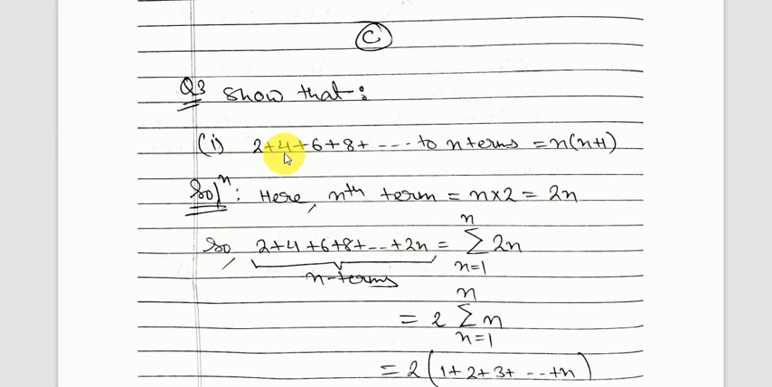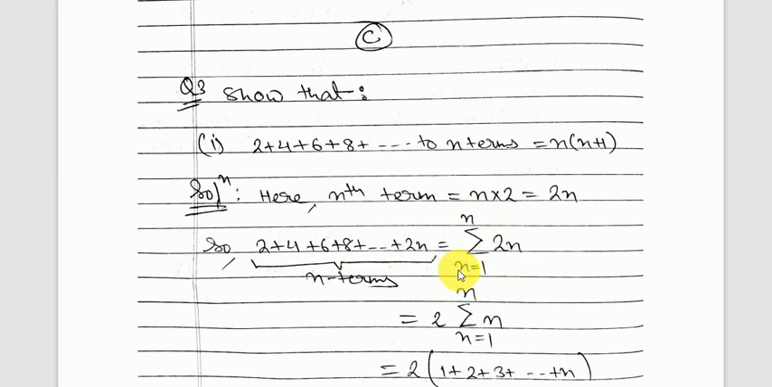Here we have to write the sum for n terms, so first I should know what the nth term is. If you have to write the third term, you write 2 into 3. If you have to write the fourth term, you write 2 into 4. To write the nth term, I have to write 2 into n. So 2 plus 4 plus 6 plus 8 plus up to 2n can be written in summation form, summation n equal to 1 till n.